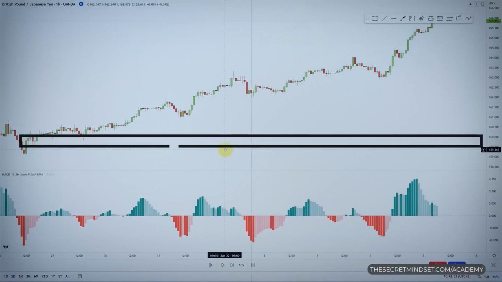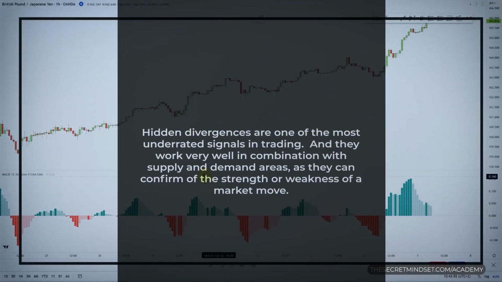Hidden divergences are one of the most underrated signals in trading. In combination with supply and demand areas, they can confirm the strength or the weakness of a market move. By combining hidden divergences with supply and demand levels, you can increase the accuracy of your trades and take advantage of high probability setups.